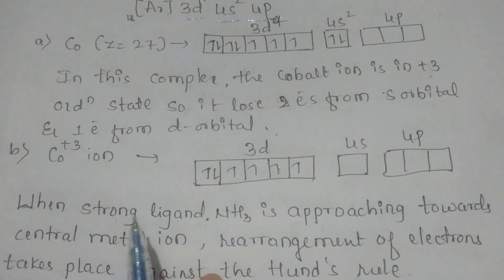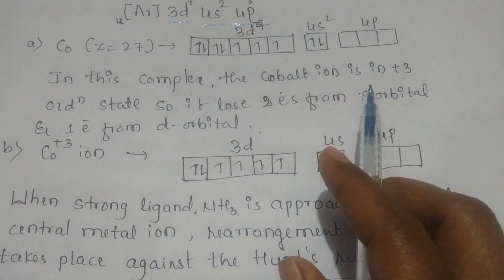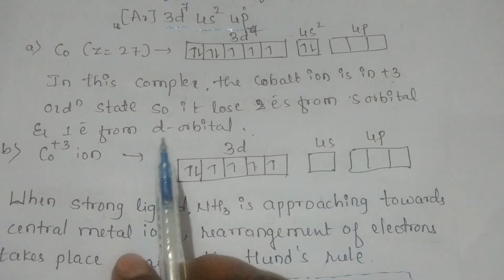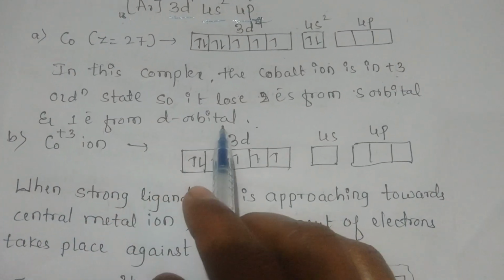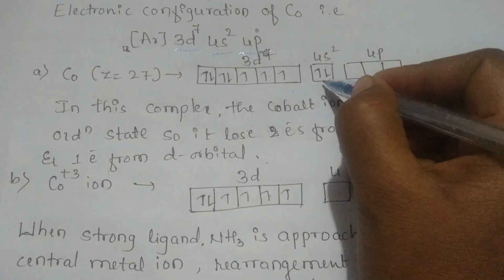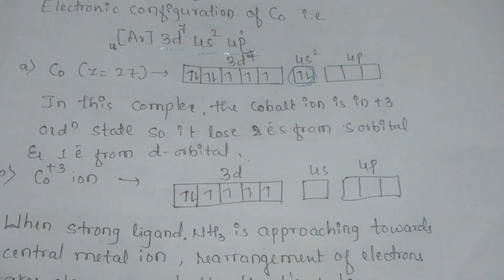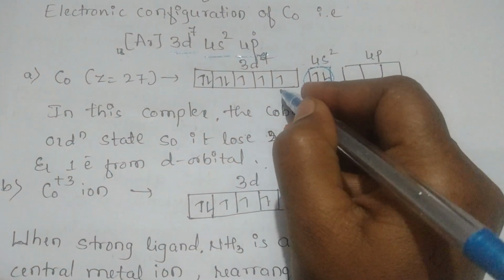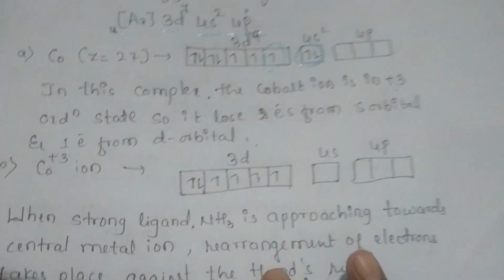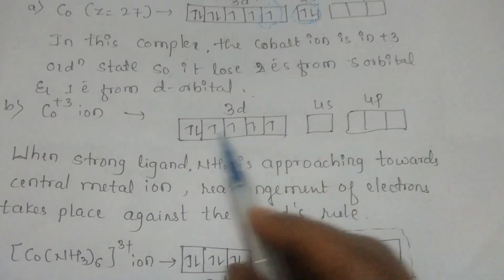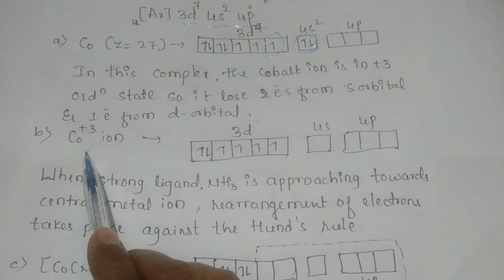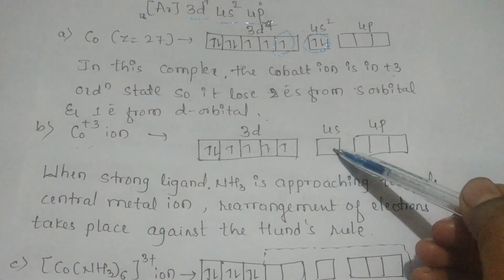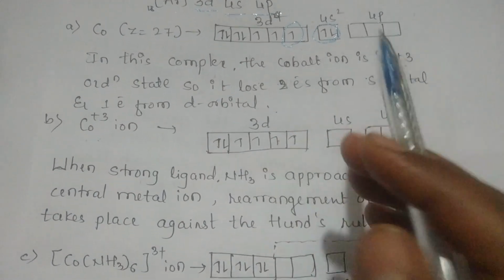So in this complex the cobalt ion is in the +3 oxidation state, so it lost 2 electrons from the s orbital and 1 electron from the d orbital. You can see here, this ion lost 3 electrons: 2 from the s orbital and 1 from the d orbital.